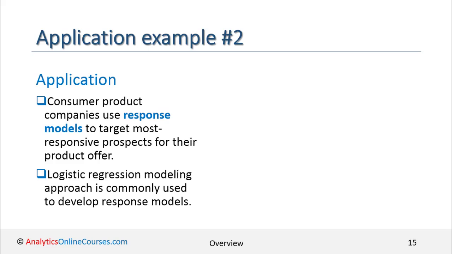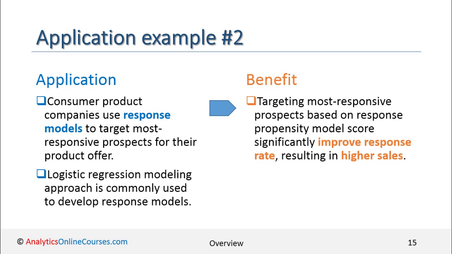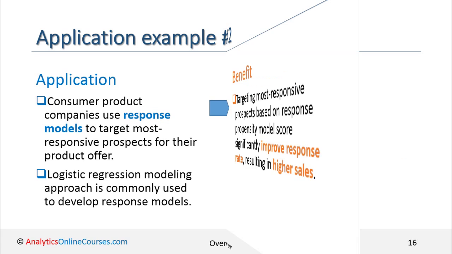Here's another example. Consumer product companies use response models to target most responsive prospects for their product offer. Logistic regression model approach is commonly used to develop response models. Companies using response models to select most responsive prospects and provide them product offers can significantly improve their response rate and result in higher sales.